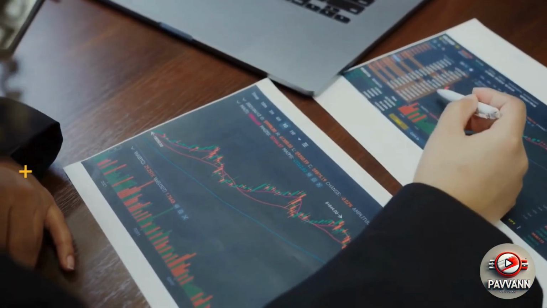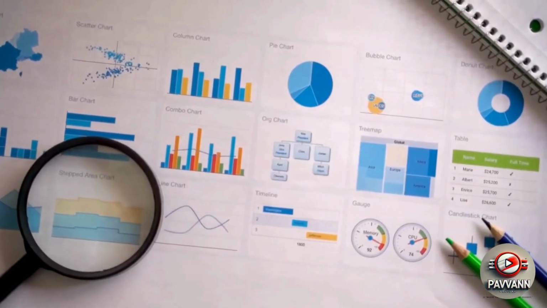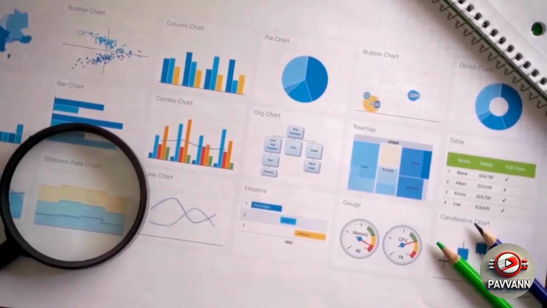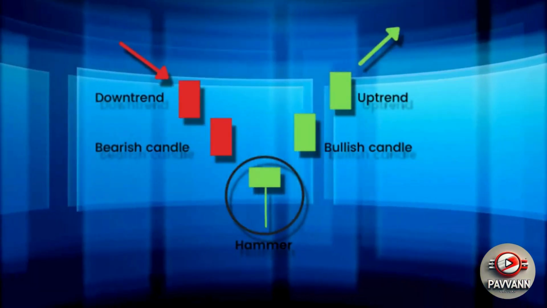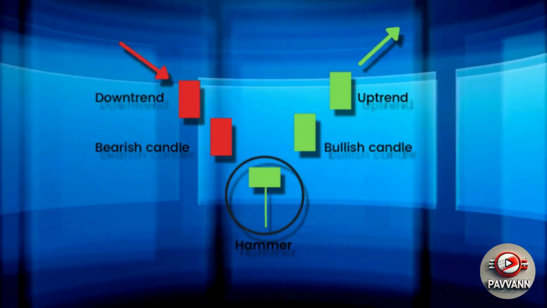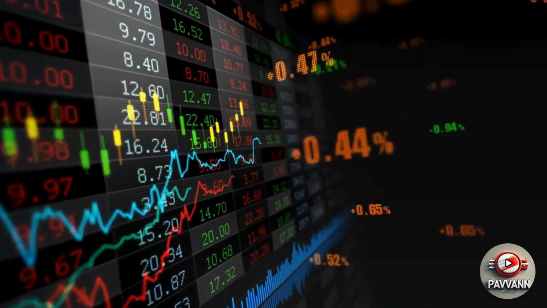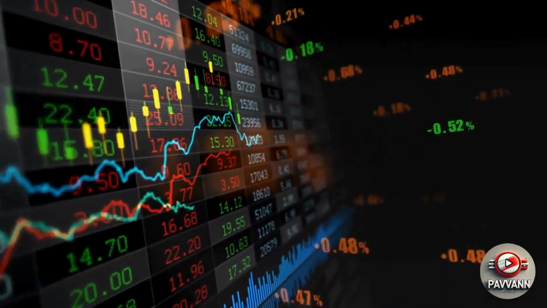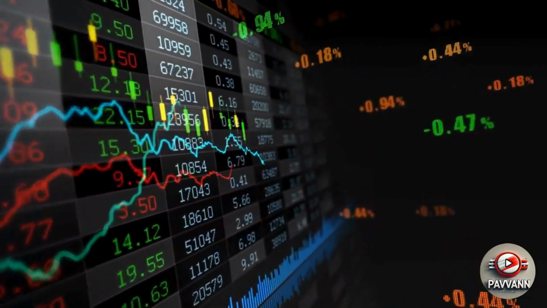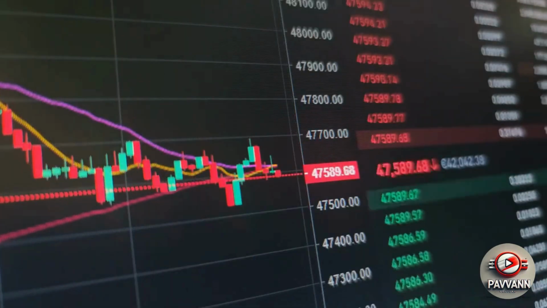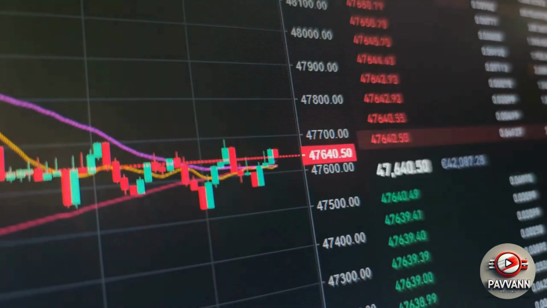Today, we have an exciting topic to discuss that will help you enhance your understanding of technical analysis. This video will help you to know what a hammer candlestick pattern is and how to use this hammer candlestick pattern. Before we delve into the details of the hammer candlestick, let's have a quick overview of what candlestick patterns are.